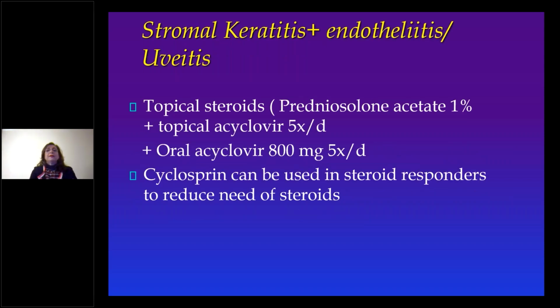So for stromal keratitis and endotheliitis or uveitis, you need to give everything, basically. Topical steroids, topical antiviral, and oral antiviral 800 five times a day. And if the patient is a steroid responder, there are some studies that showed that cyclosporin can be used to reduce the amount of steroid needed in these cases.